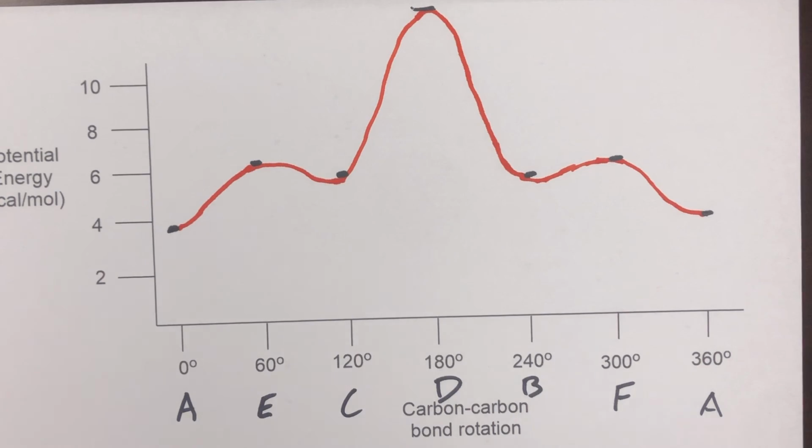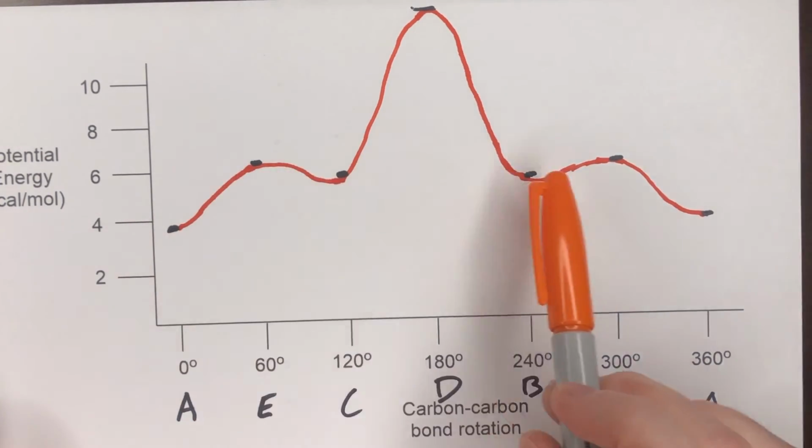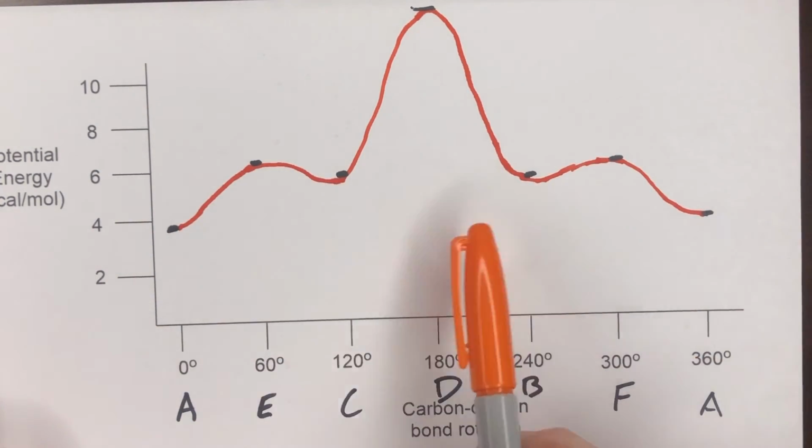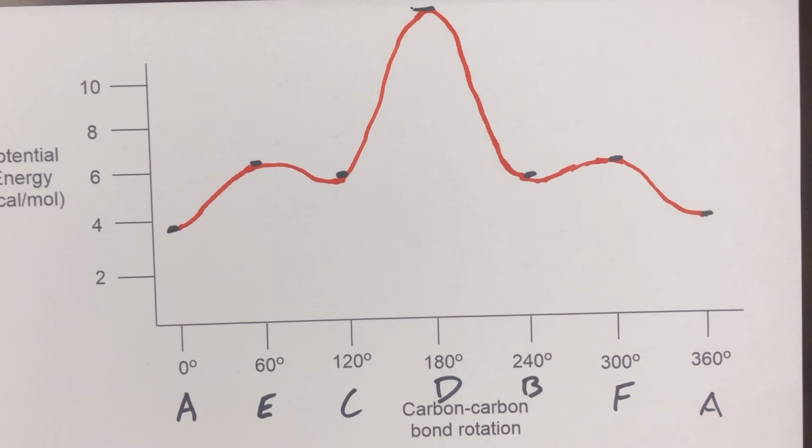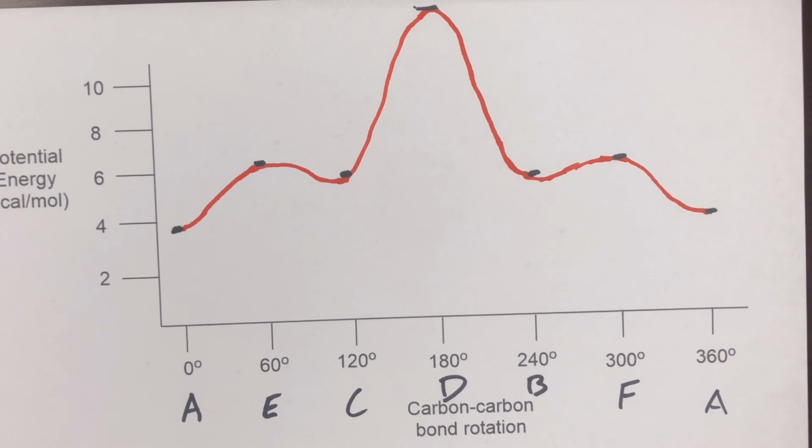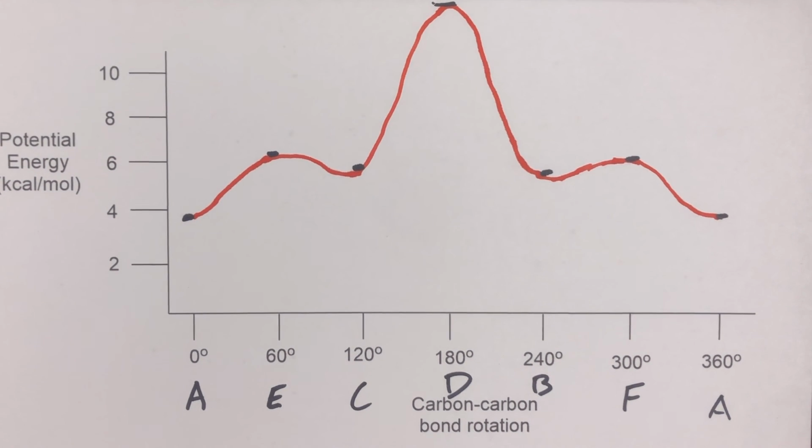So again, what you should notice is that we have these positions that are exactly the same in energy, and that was due to the symmetry of this molecule that we looked at. But they could be different, such that all of these staggered and eclipsed are unique in their energy, but it's not the case here.